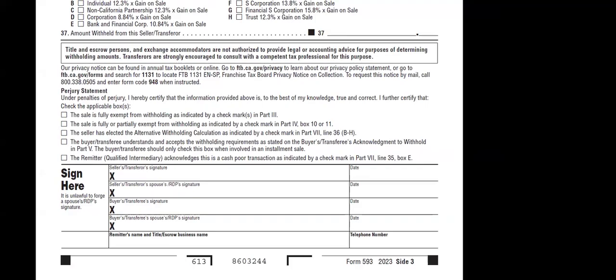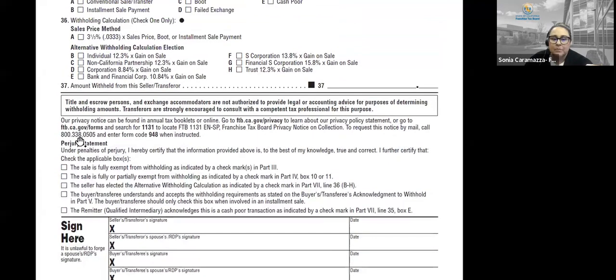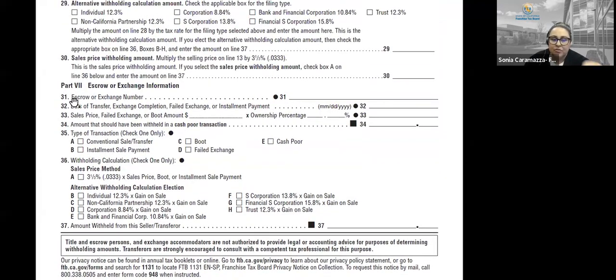Okay, just again, I'm sorry guys, one more clarification. What is the alternative withholding calculation? Is that on page 2? No, and so number 2? Simon, scroll up. Okay, so you see line 36.